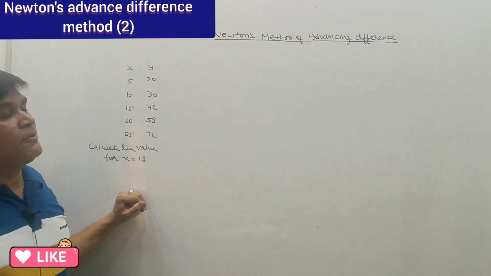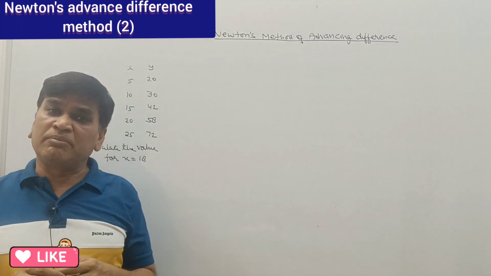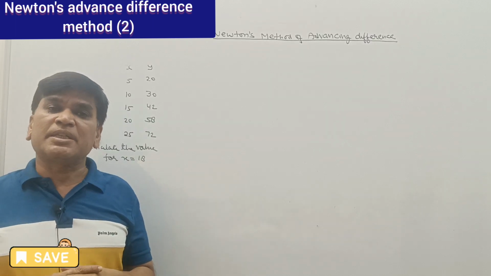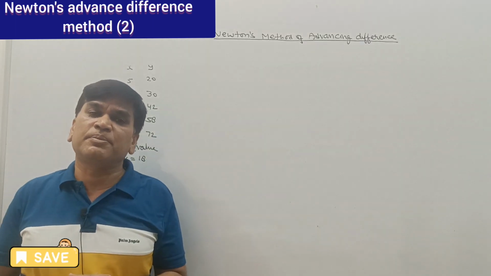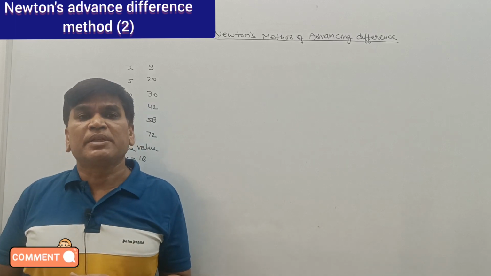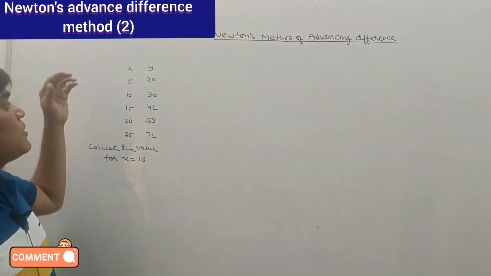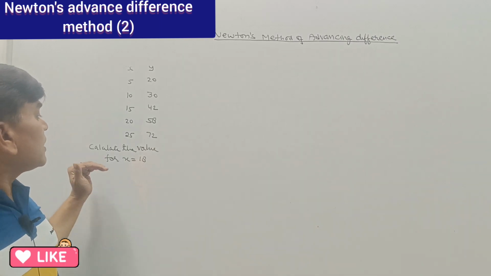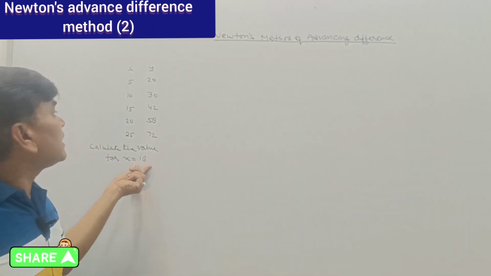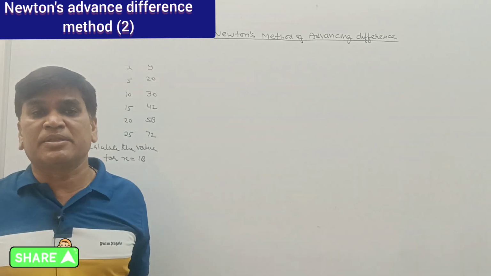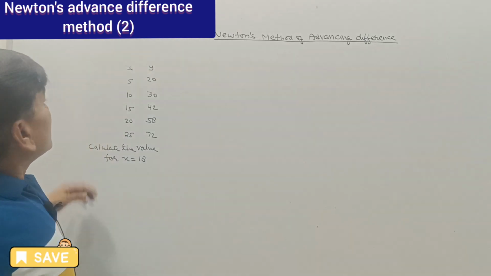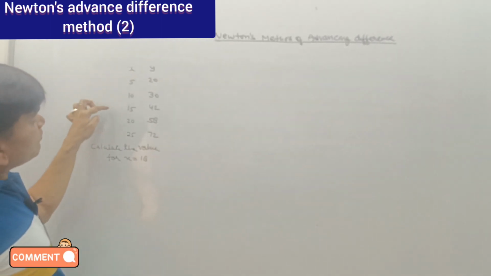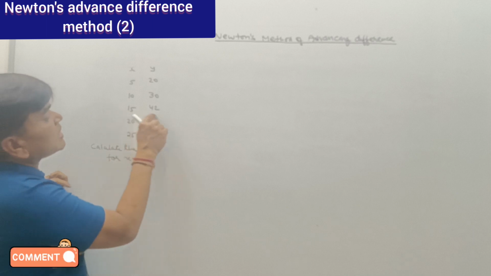In today's video we will solve two questions related to the Newton advanced difference method. The first question is on your screen. The x values are given as 5, 10, 15, 20 and 25, and the y values are 20, 30, 42, 58 and 72. You have to calculate the value of y if x is 18. So x is given as 5, 10, 15, 20, 25, and between these we have to calculate.